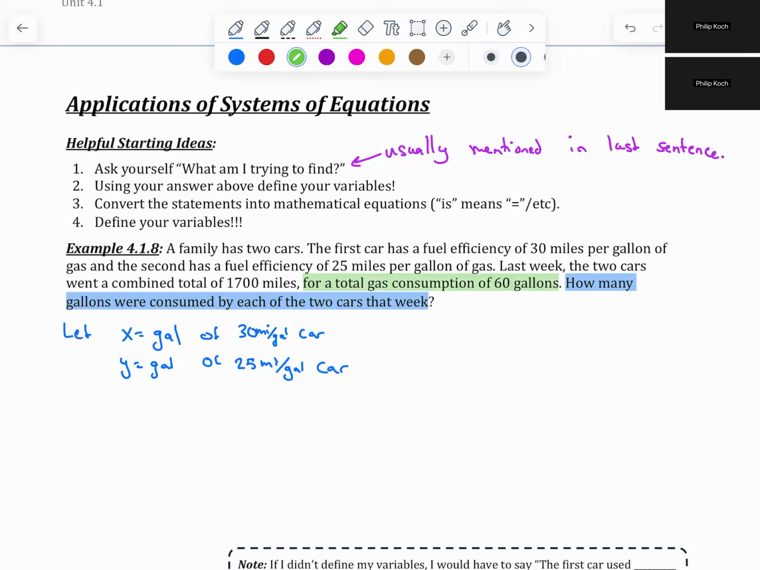All right. That statement, for a total gas consumption of 60 gallons. How could I use that in an equation? How could I convert that information into an equation, knowing what X and Y are? Yes, it is 60 gallons. You could restate this statement and say the number of gallons of gas added together is equal to 60 gallons. That is to say, from this information, I can say that X plus Y is equal to 60.